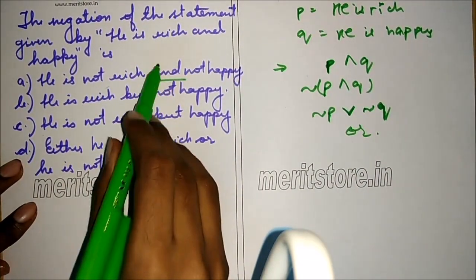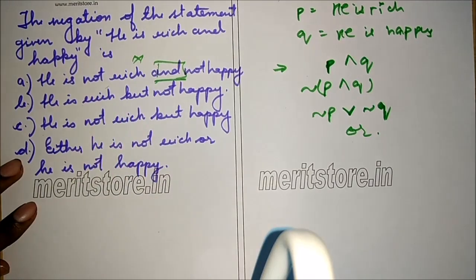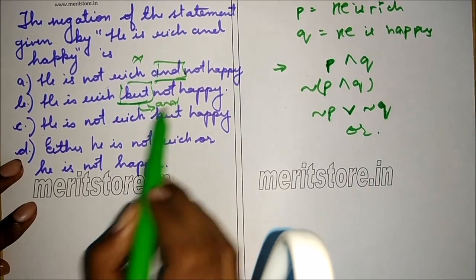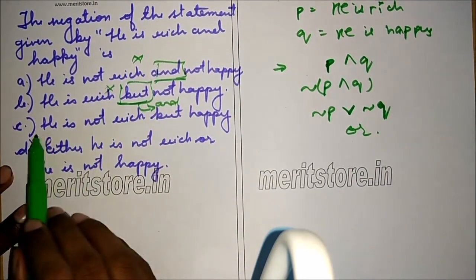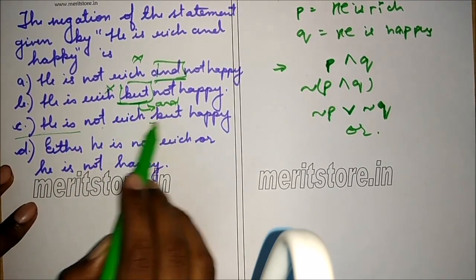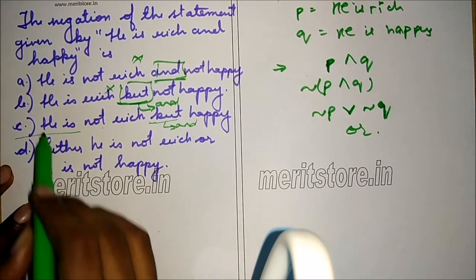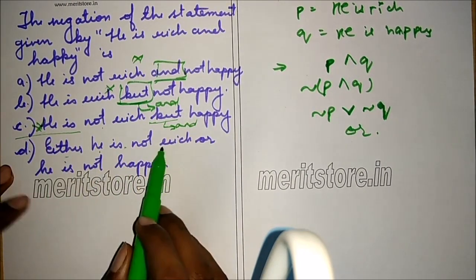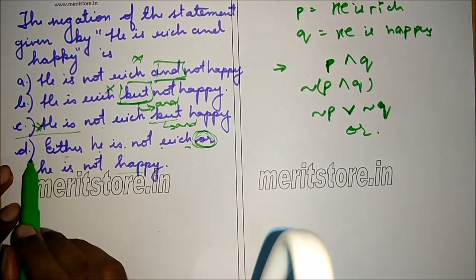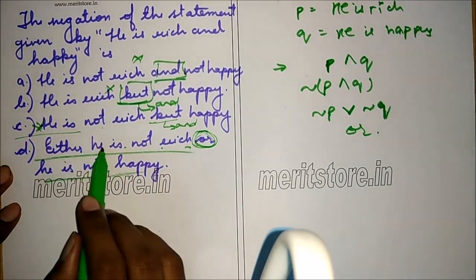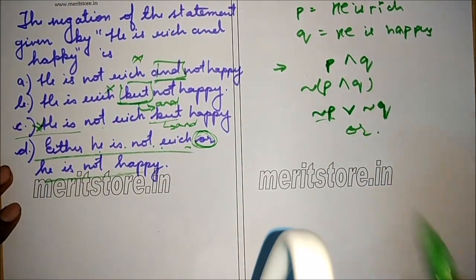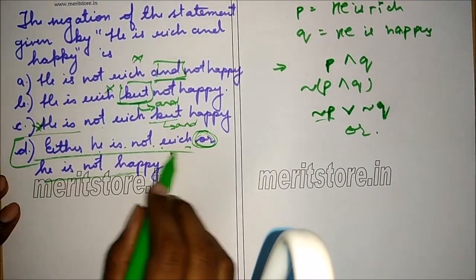So option A has and, so it is eliminated. Second option has but, which is a form of and, so it is also eliminated. C, he is not rich but happy, so but again it is a form of and, so again C is eliminated. D, either he is not rich or he is not happy, so this is the only statement which makes use of or, so D is our answer. So let's verify it. Either he is not rich, that is negation of P, or he is not happy, that is negation of Q. So D is our answer.